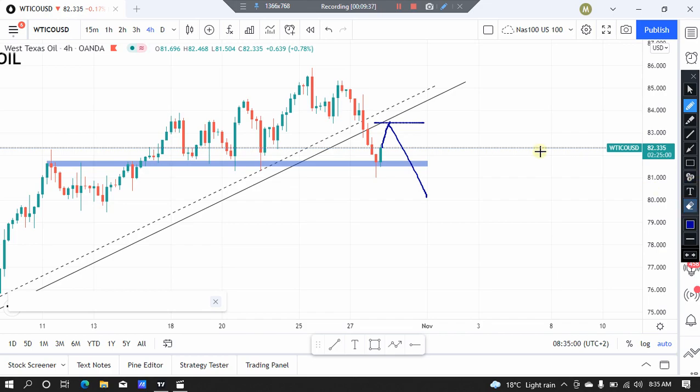Or maybe, if the market is going to go back to that bullish momentum, we might see the market breaking that area, respecting that area, going further. But at the moment, if you miss the trade here, I saw this trade.